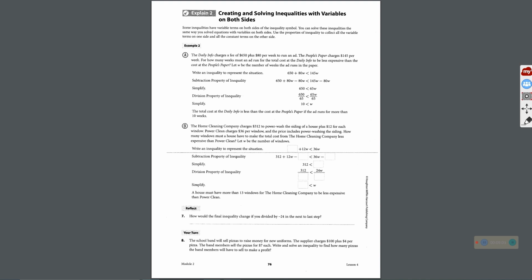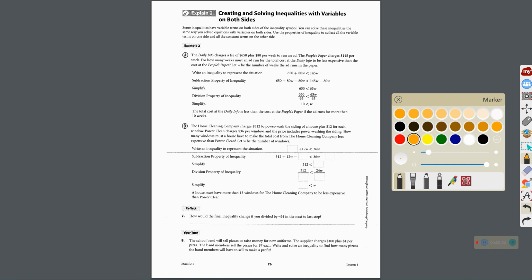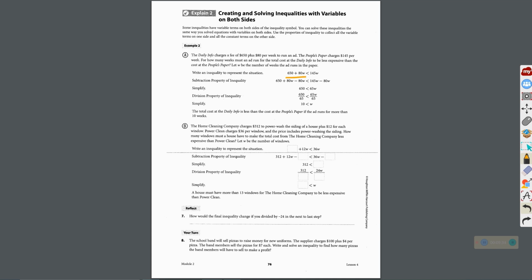Example 2 says the Daily Info charges a fee of $650 plus $80 per week to run an ad. The People's Paper charges $145 per week. For how many weeks must an ad run for the total cost at the Daily Info to be less expensive than the cost at the People's Paper? W represents the weeks the ad runs in the paper. So you can see here that they've written both expressions. We have the Daily Info on this side and the People's Paper over here. And they want the Daily Info to be less expensive, so they have that less than symbol.